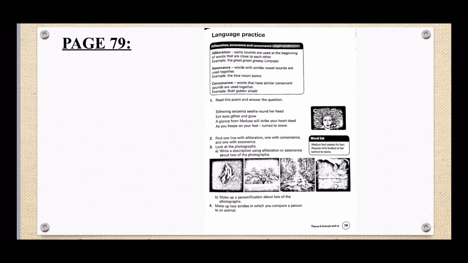So this one, you will need to make up your own 2 similes, and remember a simile is used when we compare something using words such as like or as. So an example of a simile could be her hair is as white as snow. So you see how I'm comparing her hair to snow and I'm using the word as, right? So you already know what a simile is, but just to refresh your mind, that's what a simile is.